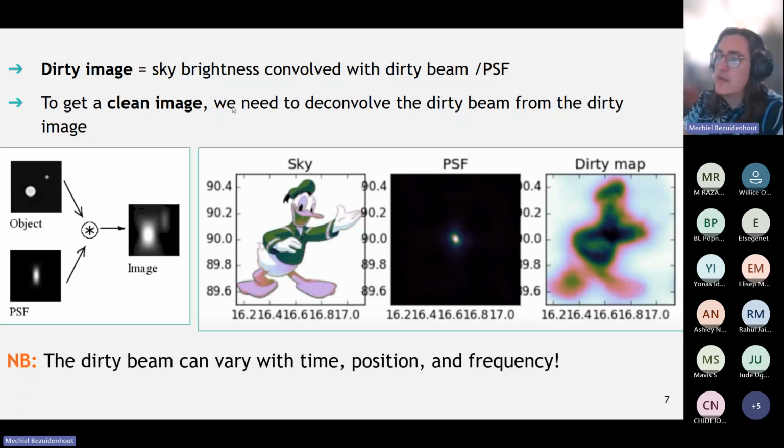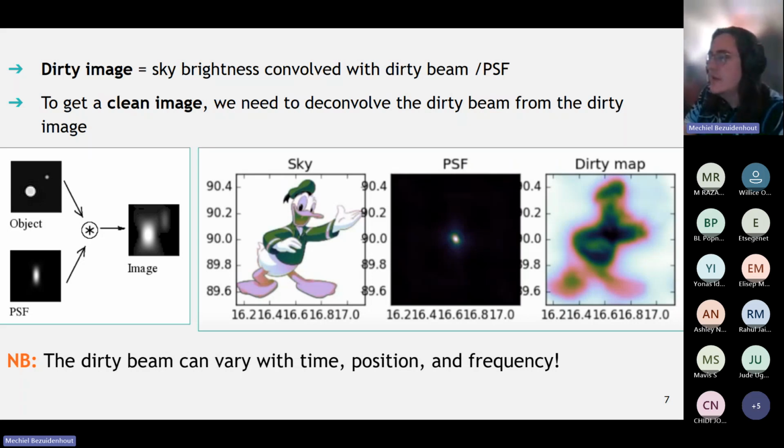If you know anything about, for instance, how a digital camera works, it works on the same principle. The image that you get out of the digital camera is a convolution of the actual light that comes into the sensor, convolved with the camera's point spread function. And each camera has a unique point spread function, which determines what the output image is going to look like.